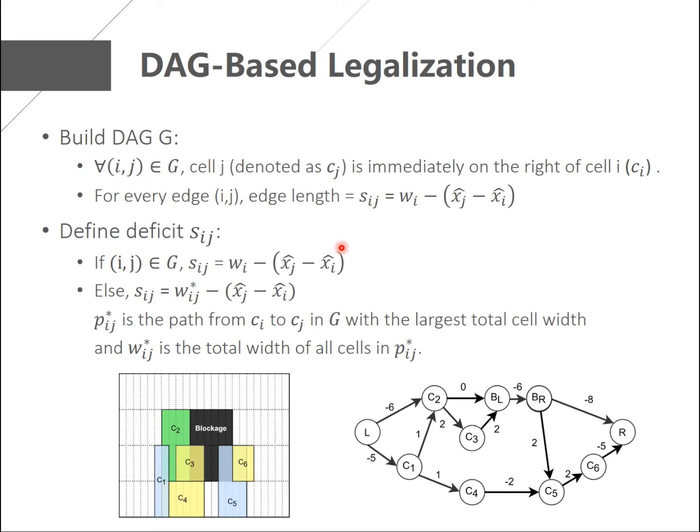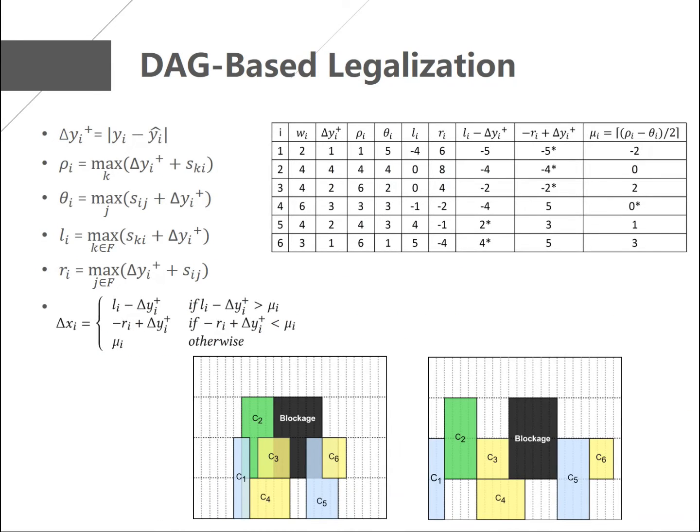Obviously, if edge ij belongs to G, then Sij equals Wi minus xj head minus xi head, where x head is the global position. Else, we will find P star ij, which is the path from Ci to Cj in G with the largest total cell width, and W star ij is the total width of all cells in P star ij. Then the equation can be written as follows.